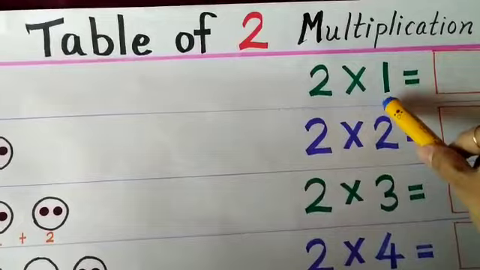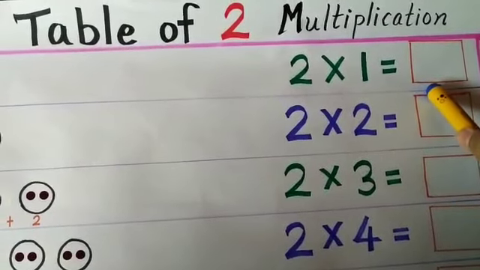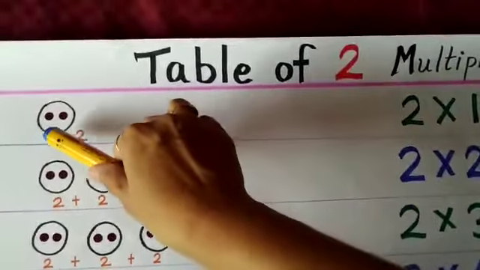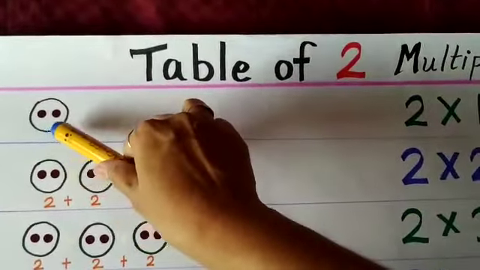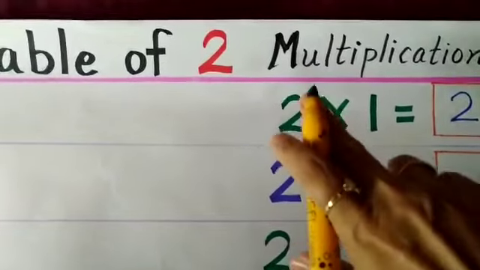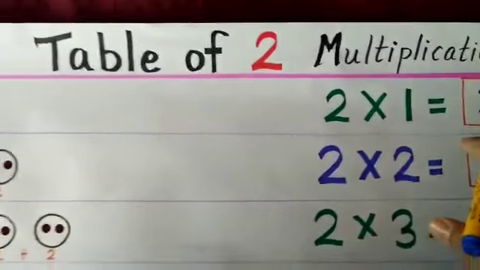When there are 2 bindis in one circle, how many bindis together? Let's count. 1, 2. So 2 into 1 is equal to 2. Okay, so 2 into 1 is equal to 2.